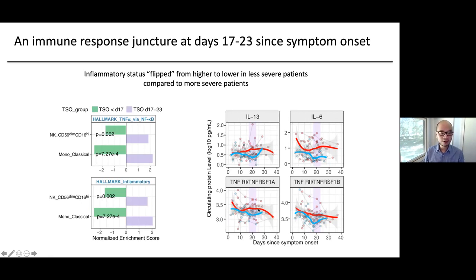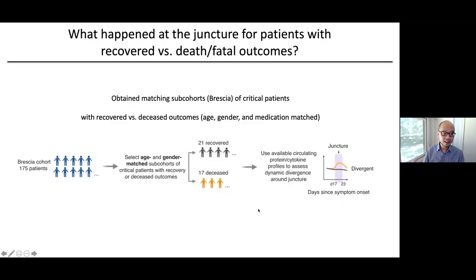So then we decided to look at this further in an independent set of patients for whom we have outcome information. Some of them would recover from critical disease. So all of them came in as critical, and some of them would unfortunately die. So we wanted to see what happens in these two groups of patients during this critical period. Is there a divergence similar to the ones we saw based on the single cell gene expression profiles?